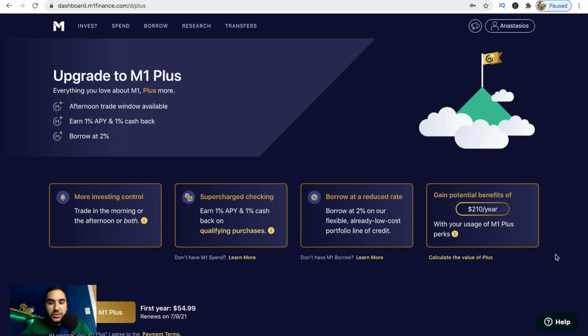And again, with M1 Plus, it's about $200 a year. You guys can see it here. I might do it as my account gets bigger. So let's say my dividends could cover the cost of M1 Plus on a yearly basis. So probably when my account gets up to the $20,000, $30,000 level, I might start doing that. You can trade in two different windows if you get M1 Plus, and you can borrow at 2%. And again, you can earn 1% APY and 1% cash back. So that's not bad. You have pretty cool investing features, your 1% APY and borrowing at 2%. That is pretty solid.